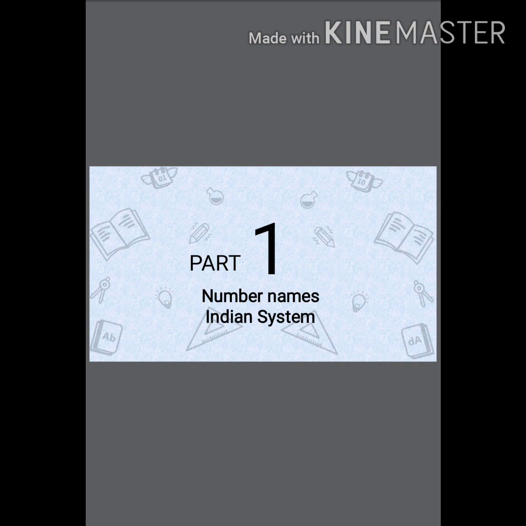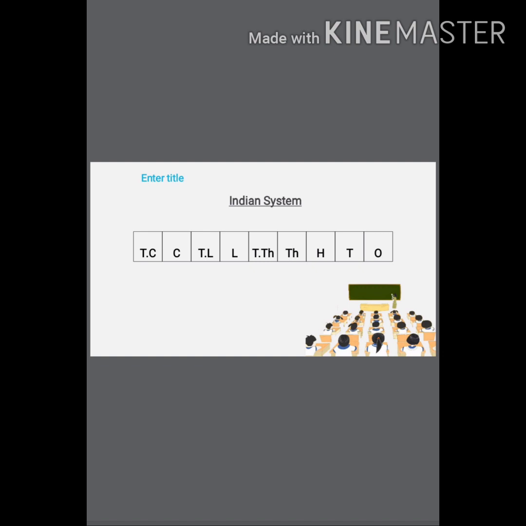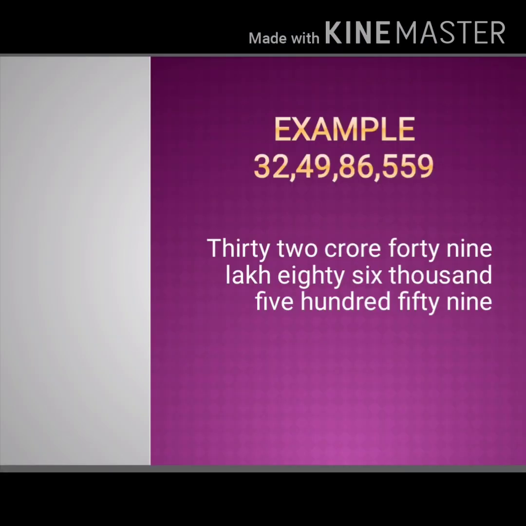So first topic is how to write the number names in Indian system. So talking about Indian system, moving from the right side, the first 3 digits come under one place, and then we'll separate as two numbers. So moving from the right side, the first place is ones, then tens, hundreds, thousands, 10,000s, lakhs, 10 lakhs, crores, and 10 crores. So for example, when we write a number, for example 32,49,86,559.